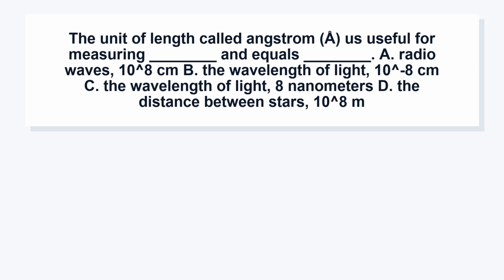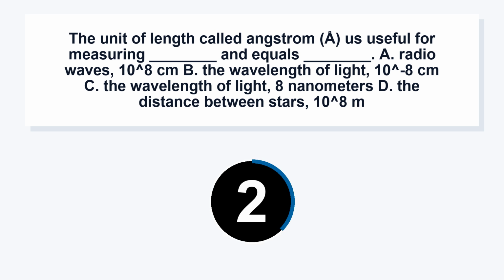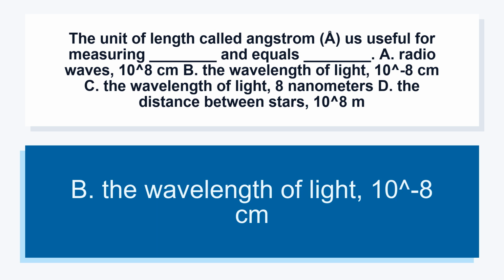The unit of length called angstrom is useful for measuring _____ and equals _____. A. radio waves, 10 to the power of 8 cm. B. The wavelength of light, 10^-8 cm. C. The wavelength of light, 8 nanometers. D. The distance between stars, 10 to the power of 8 m. B. The wavelength of light, 10^-8 cm.